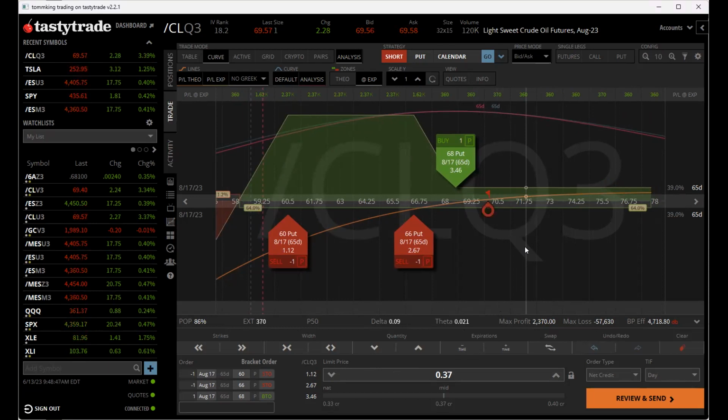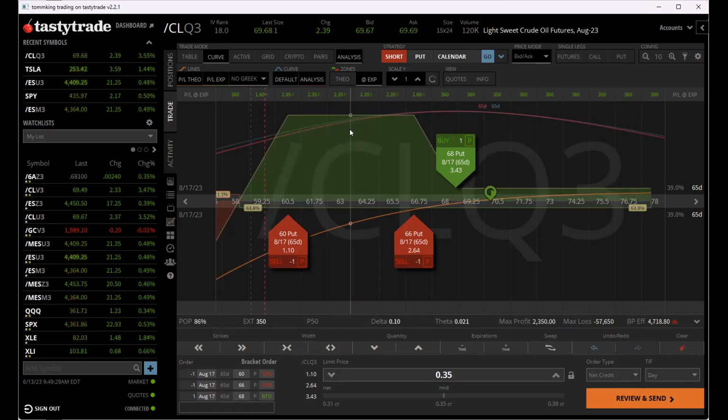But let's say I take in $360 in credit on 4,700 in margin. That's an 8% tail in 65 days. So I can make 8% if oil stays here or moves higher. I make 8% in 65 days. If oil drops 10%, which would put us right around 63, would put us dead in the middle of this trap. If oil drops another 10, 12%, I'm in this trap, and now I'm making $2,350 on 4,700. So I'm making almost a 50% return on my money.